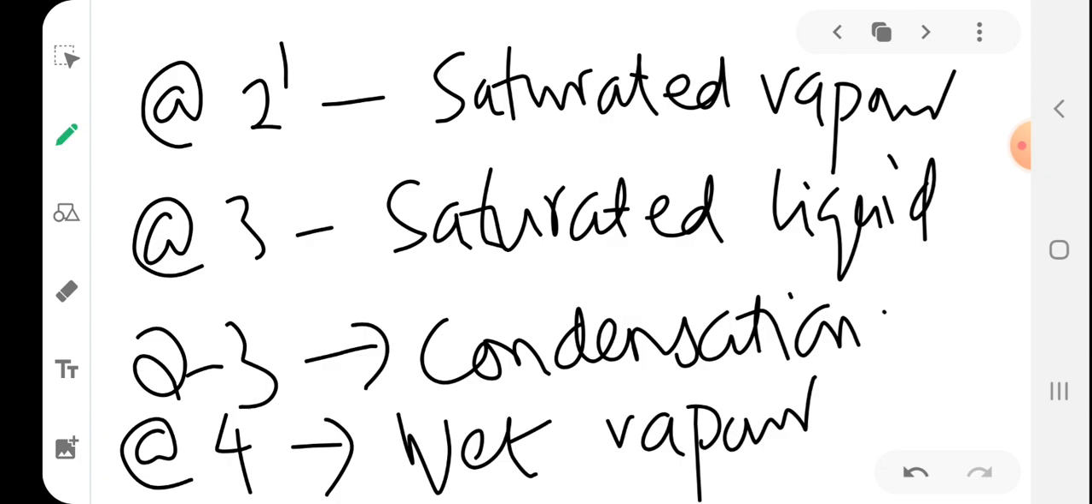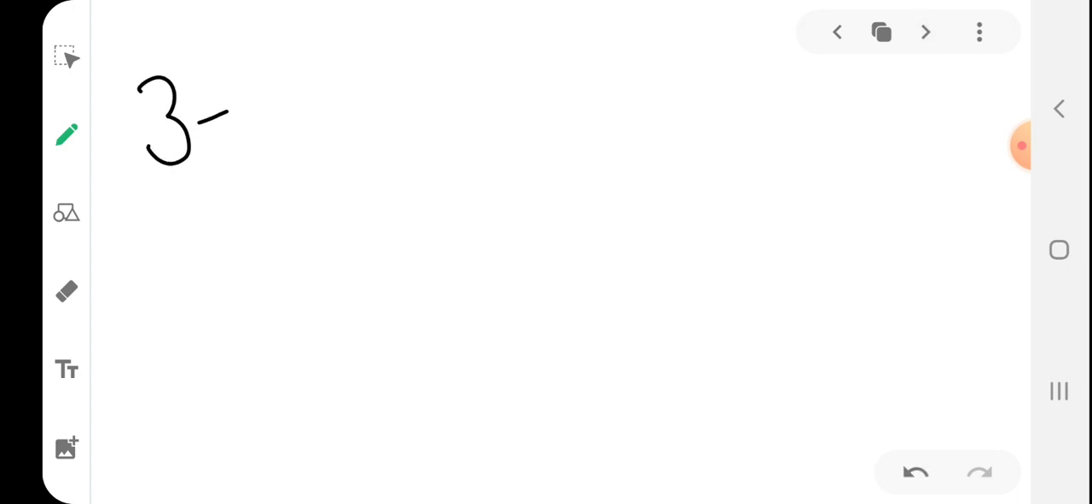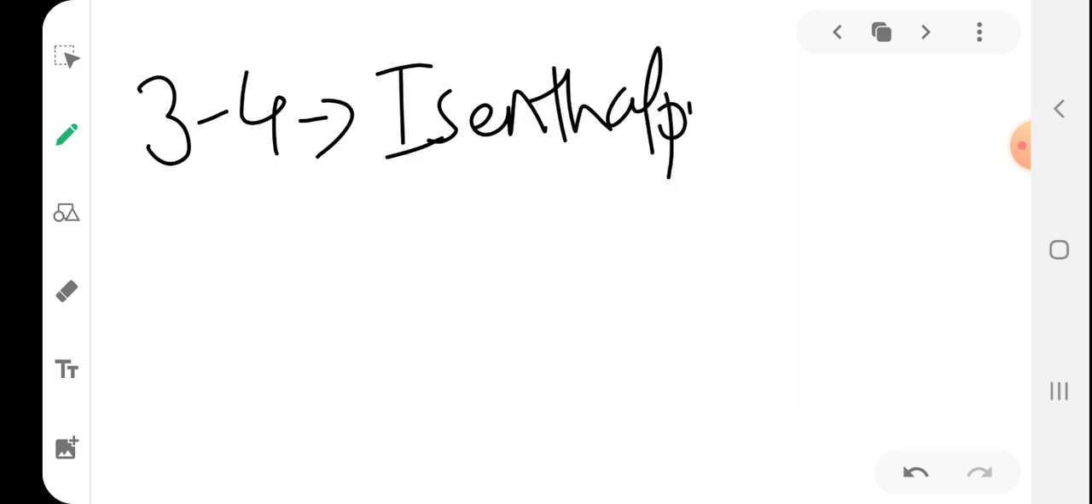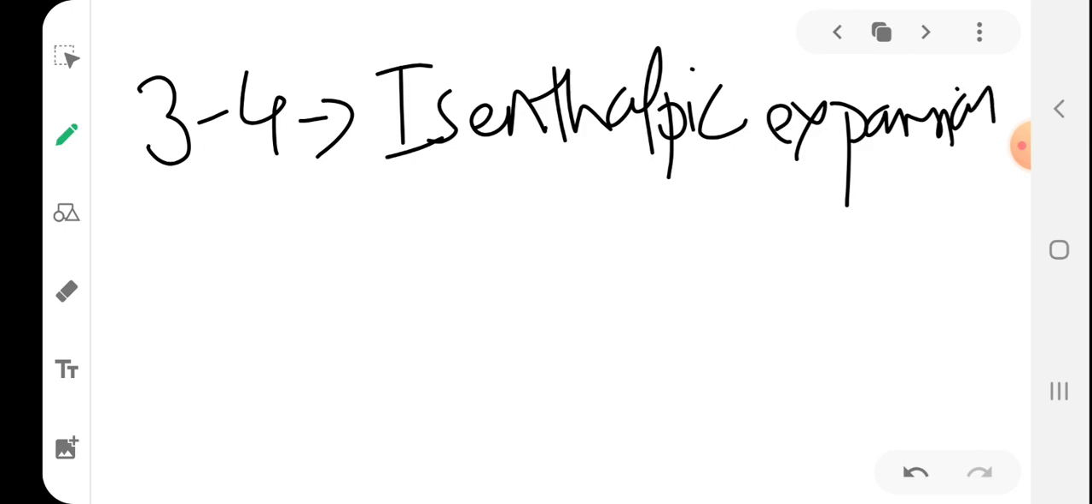So what is the process? 3 to 4 is nothing but isenthalpic expansion. Isenthalpic expansion means pressure is decreasing, temperature is also decreasing, and the saturated liquid, what happened to that liquid? It just gets converted into a liquid vapor mixture, a wet mixture, right? Wet mixture. And now 4 to 1, what happens?